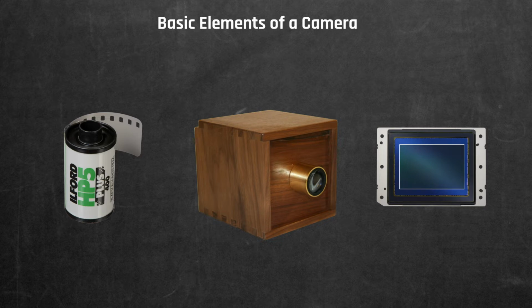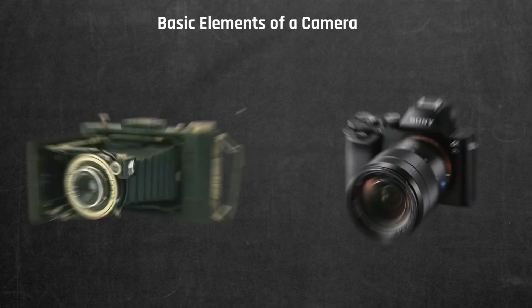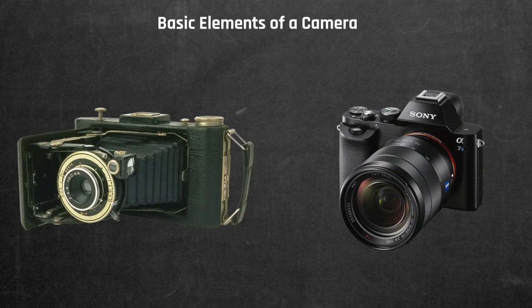The original cameras did not have a glass lens, though today we can say that most cameras include a light-tight box, a glass lens, and a surface that captures the light. The camera has come a long way from its humble beginnings, but it is still just a box that controls the amount of light that reaches a piece of film or sensor.